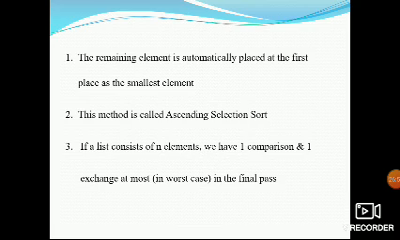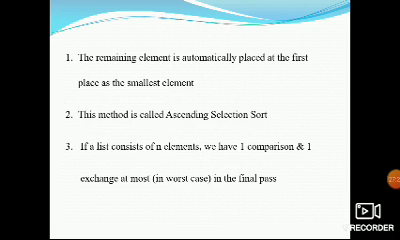The remaining element is automatically placed at the first place as the smallest element. This method is called ascending selection order, because we are arranging the order in ascending, like 3, 8, 11, 16, 25, 29, 30, 56. We will be arranged in ascending order, that is, from the smallest to the biggest number. So that method we will be calling the ascending selection sort.